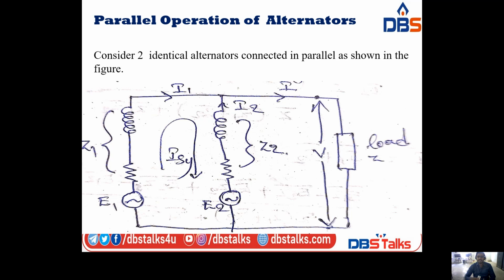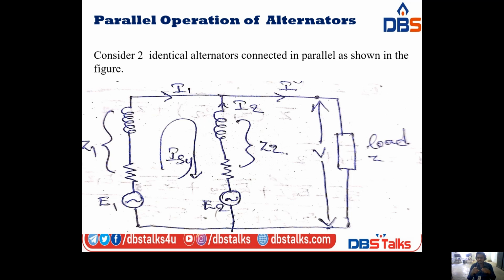Here I am taking the parallel operation of alternators derivation. For that, I am taking two identical alternators, E1 and E2, connected in parallel as shown in the diagram. The diagram consists of two identical alternators connected in parallel.